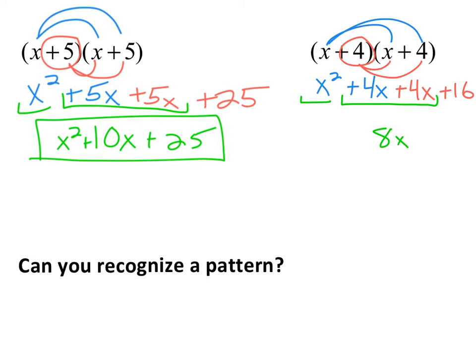And then copy down your first term, which was x squared. Copy down your last term, which was a plus 16. So for this one, final answer is x squared plus 8x plus 16. Alright, if you think that you have seen a pattern on this next one, check to see if it works.